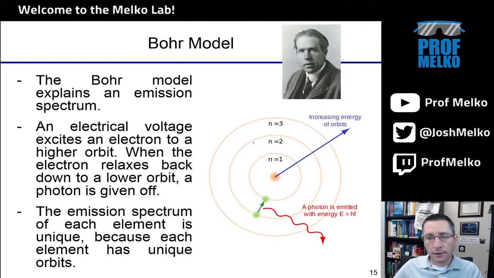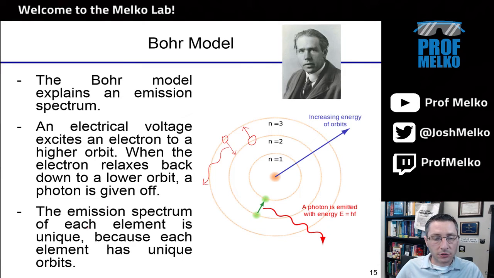So you might have one in energy level 2 here, that jumps up to energy level 3. And sometimes later, after spending some time in energy level 3, it can relax back down to energy level 2. When it relaxes back down, it has to get rid of some of that energy, and it does so in the form of a photon of light. So that's what's summarized here. An electrical voltage can excite an electron. When an electron relaxes back down, it gives this photon off.